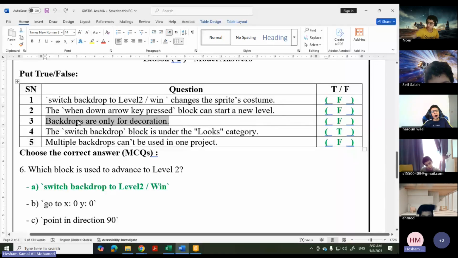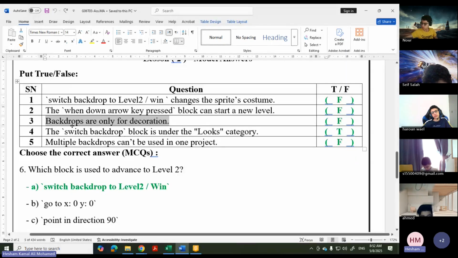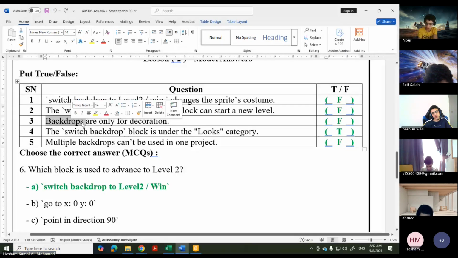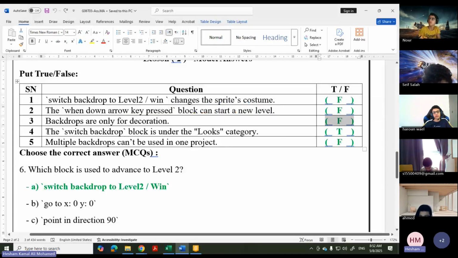Backdrop, we used it to change the levels. It's not only for decoration. So here, as you can see, again, there is a mismatch. The backdrop is used in our case to change the level, but it says it's only used for decoration, and the answer is false. Okay, let's do the next one as well. Read it out loud for us.